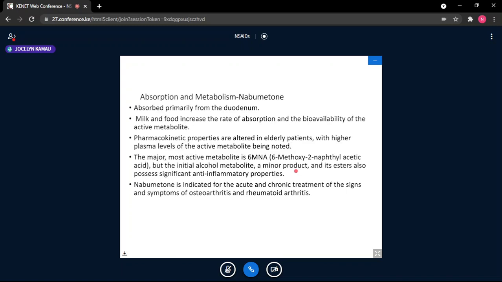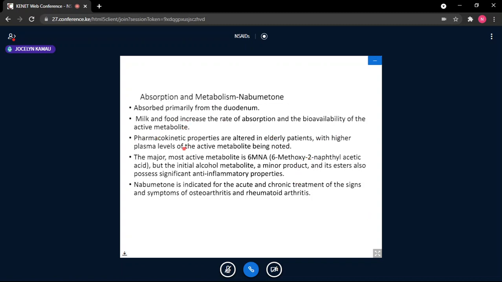So let us now look at absorption and metabolism of nabumetone. It is absorbed primarily from the duodenum, not from the stomach, because it is not acidic. Acidic drugs are better absorbed, a bit of them in the stomach, because acidic drugs are non-ionized in acidic media, so there will be good absorption. But this drug can be absorbed in the duodenum. Milk and food increase the rate of absorption, and the bioavailability of the active metabolites.